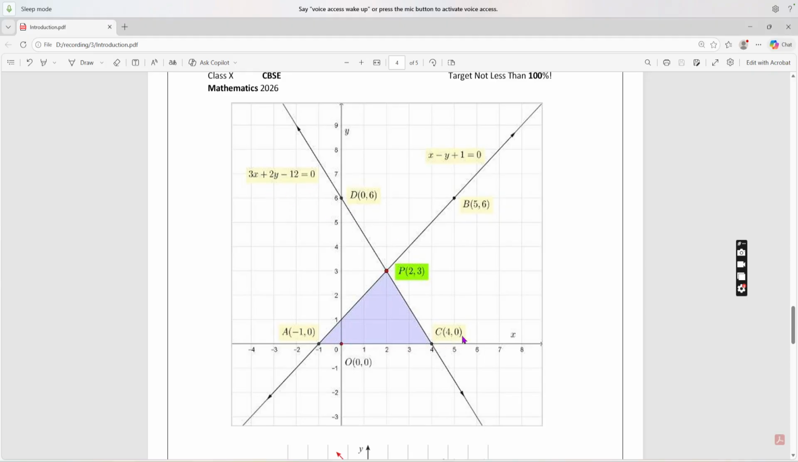Likewise, we can put 4 comma 0 and we get the same answer, 0 equal to 0. How? Just see, instead of x, put 4. 3 into 4 is 12. 12 plus 2 into 0, because y is 0 here. 2 into 0 is 0.